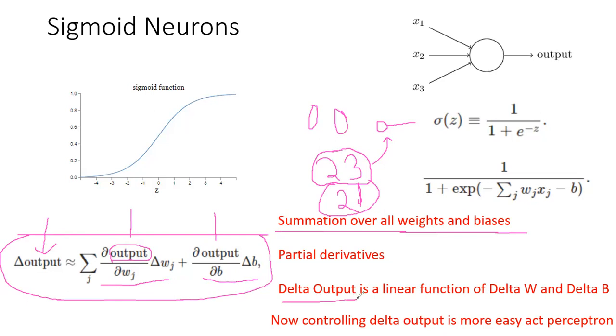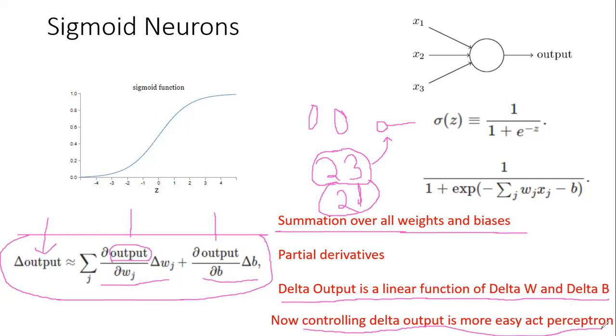So the output delta, the change of the output, is a linear function of the change of weights and the change of bias. Now, based on this, controlling the output neuron change is easier as compared to perceptron. Do you understand this? As compared to perceptron, controlling the rate of change of output is very easy based on the rate of change of weights and biases, because I'm using the sigmoid function.